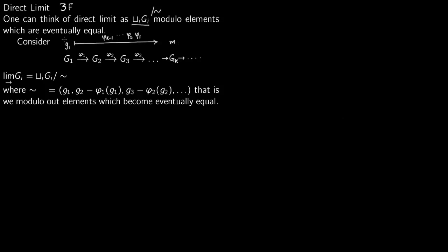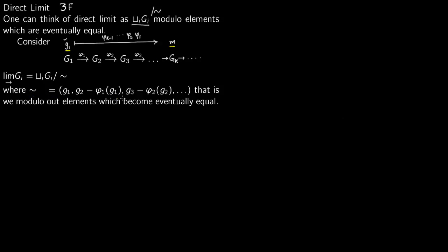Say this element is eventually equal to some element here. Then you identify these two elements. So you identify this with this, and that is true for all elements. All the elements which will become equal because of homomorphism, you identify them.